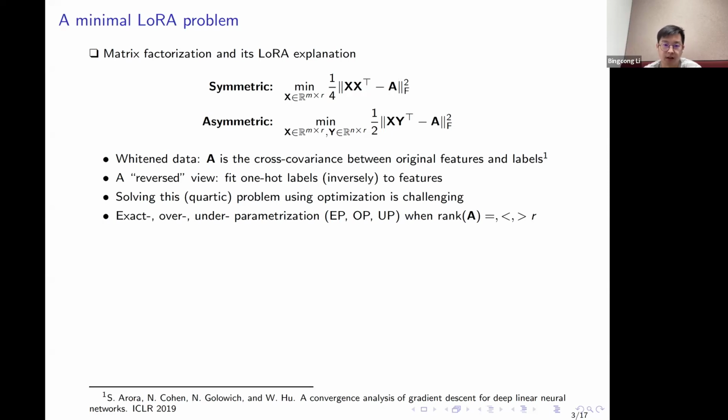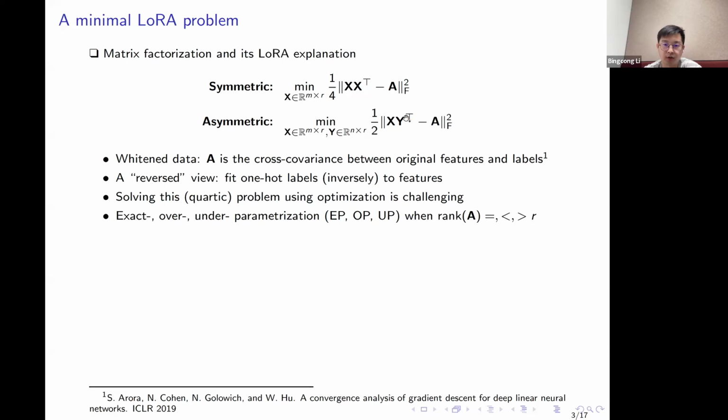So essentially, in the asymmetric matrix factorization problem, I'm solving an inverse problem. I'm fitting my one-hot labels to features, right? And the pre-trained weights, W0, you can think of as 0. In this way, I think it is quite clear that this asymmetric problem is very related to LoRA. And most importantly, this asymmetric matrix factorization shares the same bilinear structure as LoRA, meaning this XY transpose structure is exactly the same.